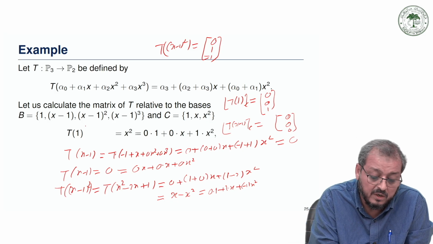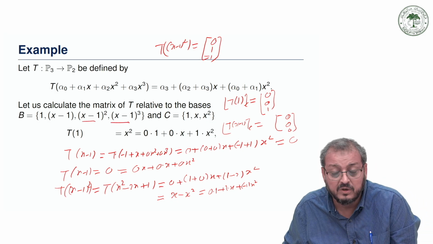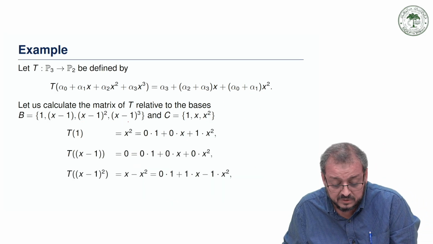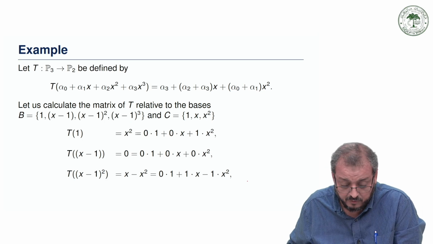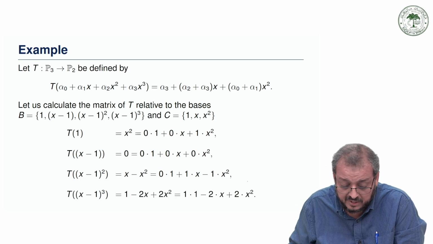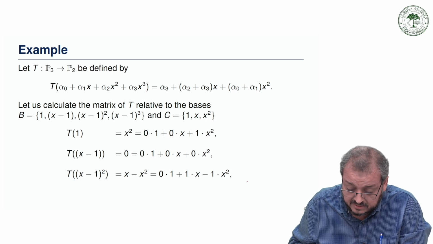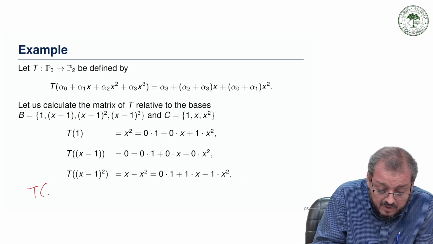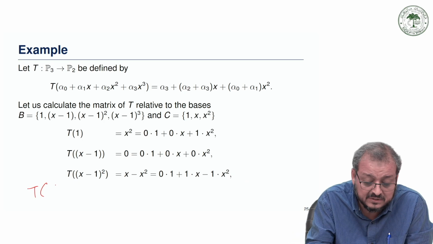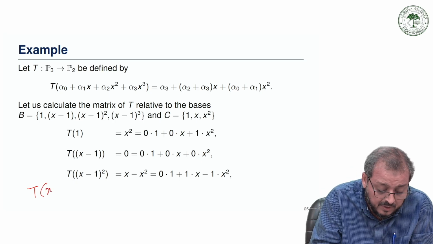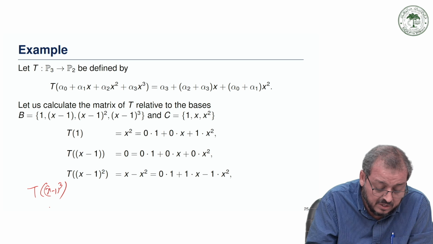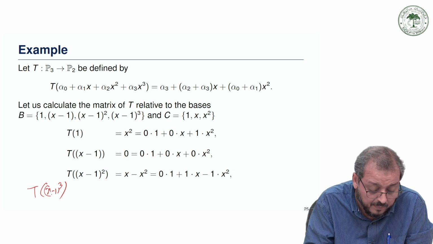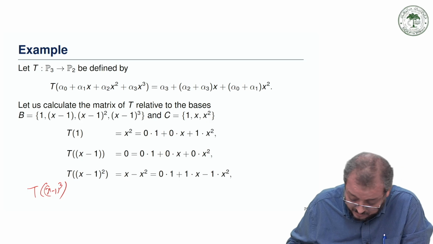Now we have to calculate all these three. Now we have to take the last one, into this form. So we calculate T of x minus 1 whole cube, and then we can calculate x cube plus 1, and then 3 times x.